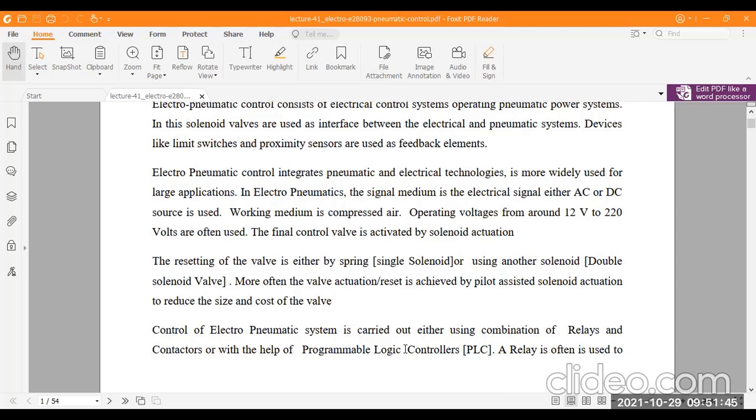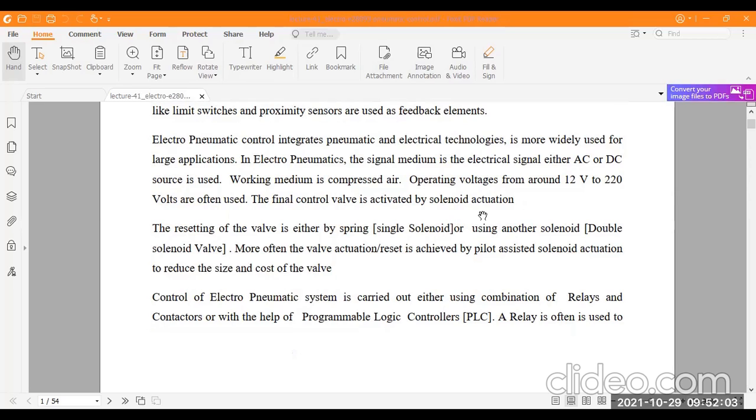This electro pneumatic system has a signal medium, and the electrical signal works in two modes, either AC or DC. This is a big advantage of the pneumatic controller. So we can work with an AC device and also a DC device. Both AC and DC sources are used for the pneumatic controller. The working medium is compressed air, so I am telling you that without compressed air or air pressure, this pneumatic controller does not work.